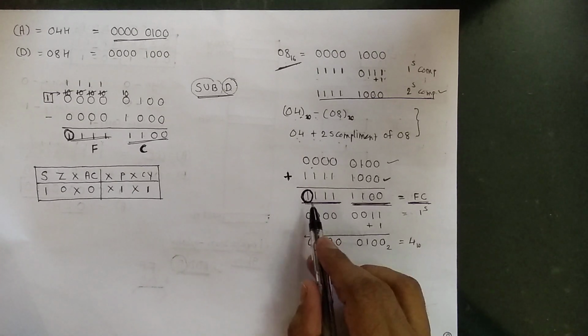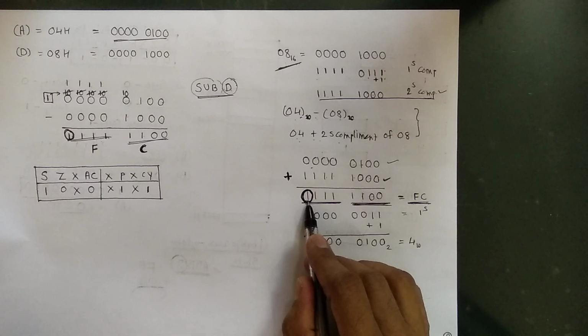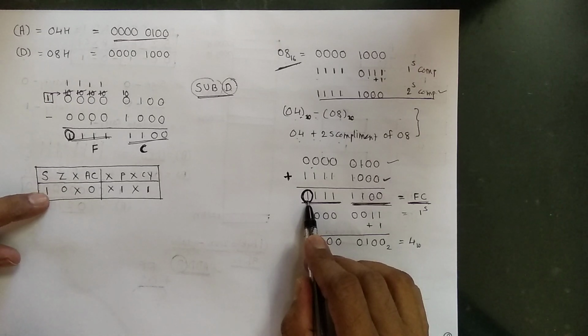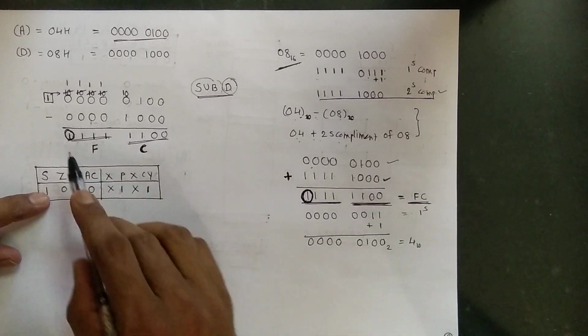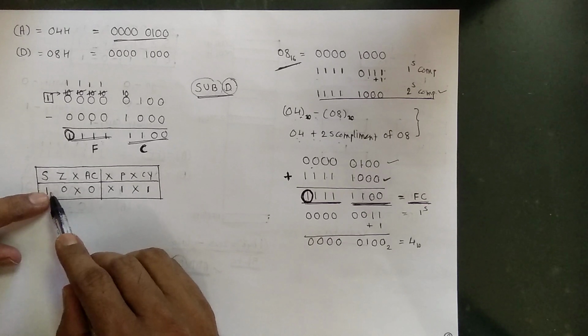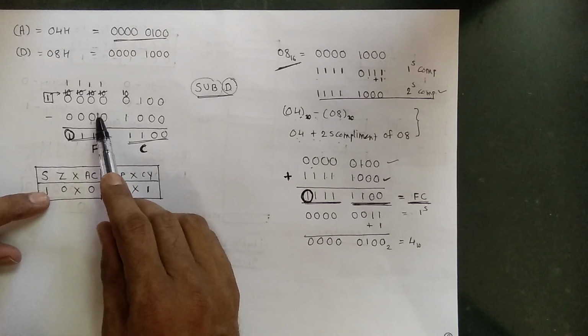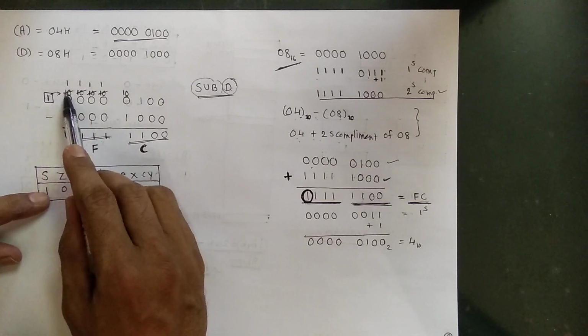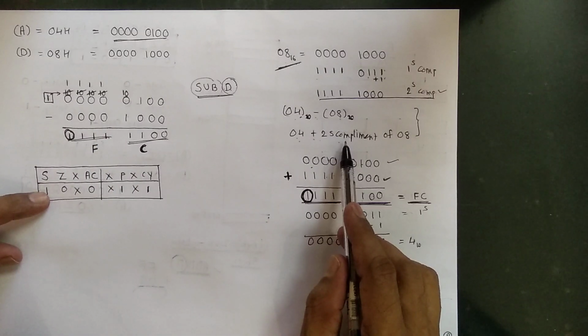As the answer is negative, the sign flag is set. Here, subtraction is explained while taking borrow, and here subtraction is explained with the help of 2's complement arithmetic. You are getting the same answer.